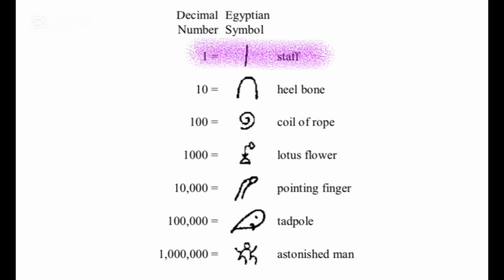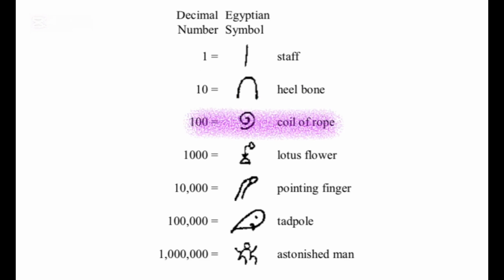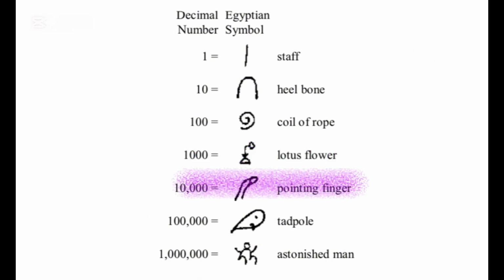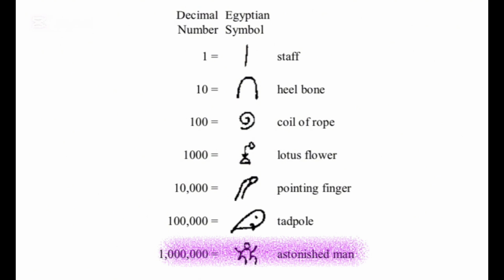For 1, a vertical line. For 10, a sign with the shape of an upside-down U. For 100, a spiral rope. For 1,000, a lotus blossom. For 10,000, a raised finger slightly bent. For 100,000, a tadpole. And for 1,000,000, an astonished man with upraised arms.